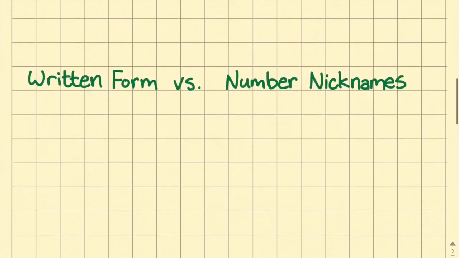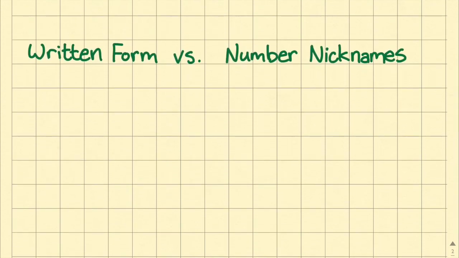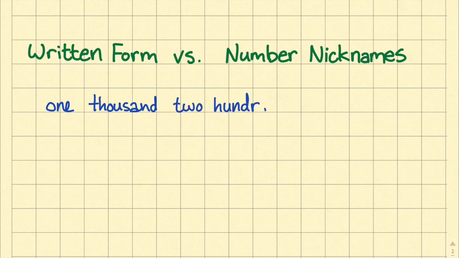Now, moving along, we also have numbers in written form versus number nicknames. Numbers in written form we talked about before already, so our number above would be 1,000, 200 and 34.